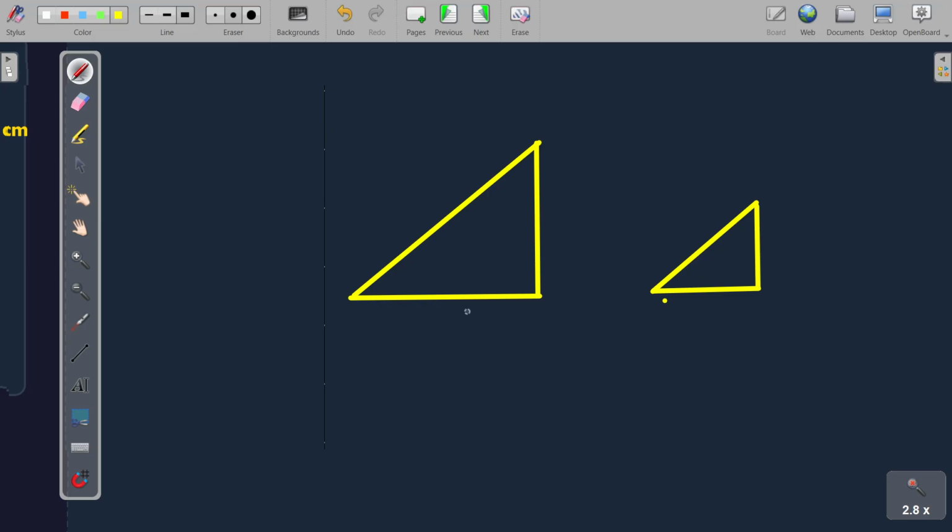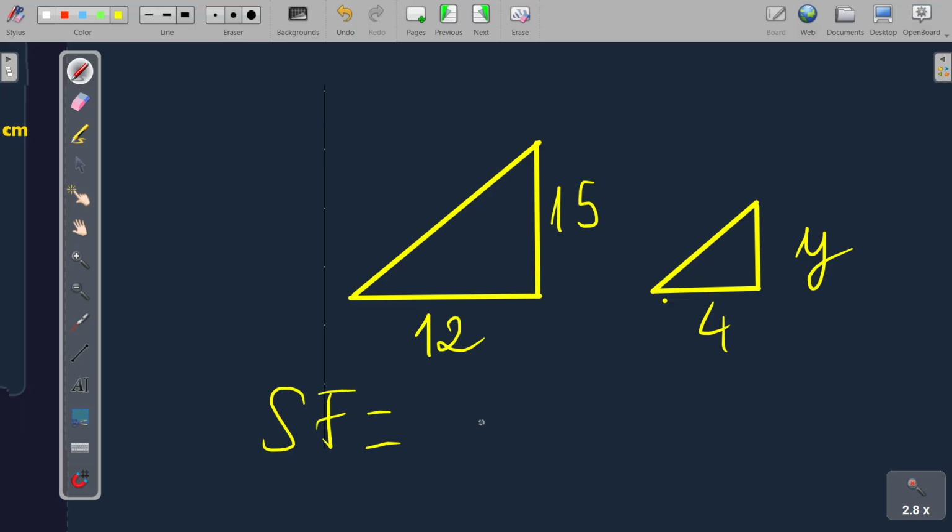As you can see, I have a large triangle and a small triangle. I'm going to name the base as 12 and the side as 15, and I want the small triangle to have a base of 4 and the side as y. Now I want to find y. I match the corresponding sides, so we know both bases, 12 and 4. I'll write SF, the scale factor. I'm going to consider the small one the original. So the scale factor equals 12 over 4, the image over the original, which is 3. So the big triangle is 3 times bigger.